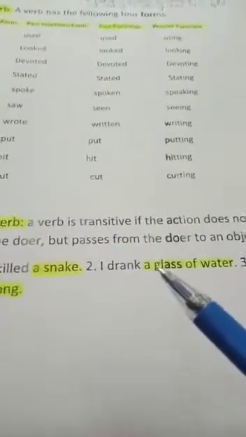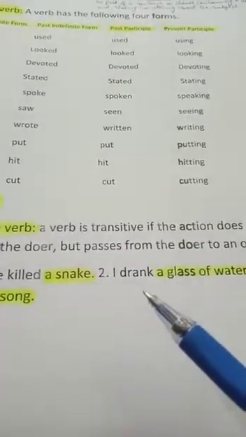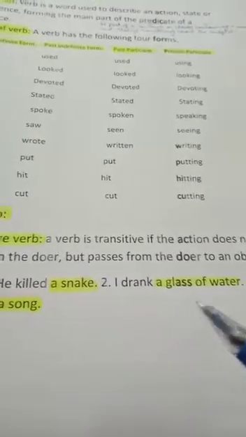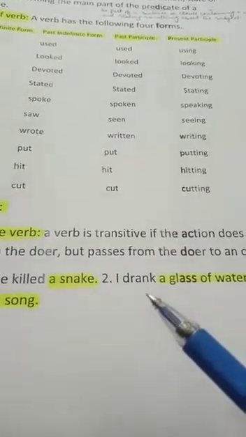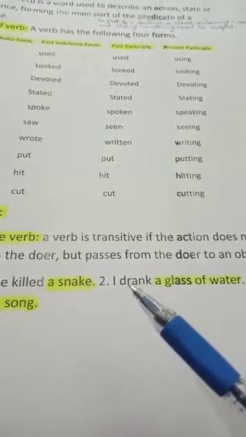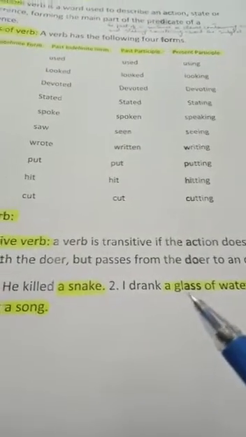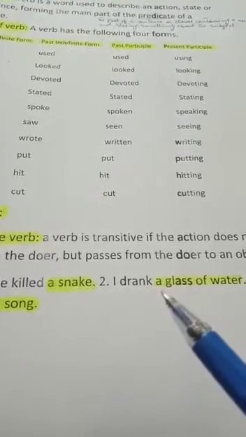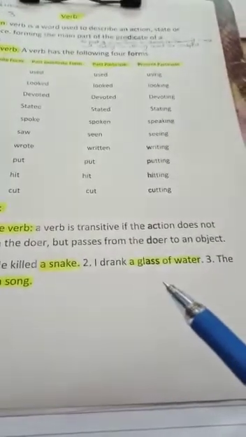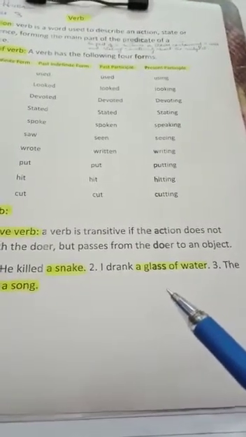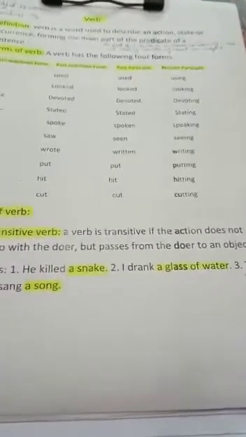I drank a glass of water. The verb drank requires a glass of water to be complete in its meaning and sense. And if we detach the noun phrase used as an object here, a glass of water, from the sentence, it will not carry complete or meaningful sense for the reader or listener.